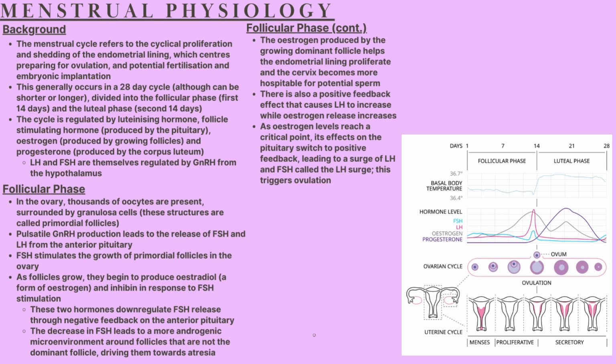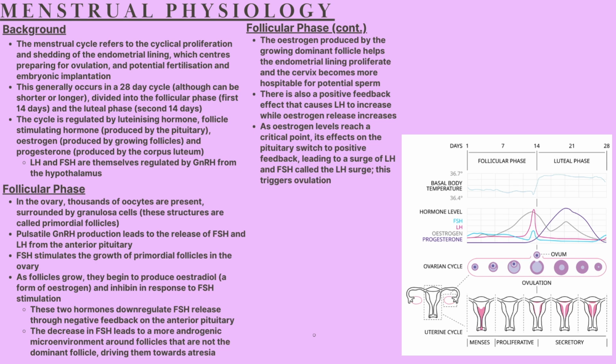So in the ovary, thousands of oocytes are present, surrounded by granulosa cells. These structures are called primordial follicles. Pulsatile GnRH production leads to the release of FSH and LH from the anterior pituitary. FSH stimulates the growth of primordial follicles in the ovary, and as these follicles grow, they begin to produce estradiol, a form of estrogen, and inhibin in response to FSH stimulation. These two hormones downregulate FSH release through negative feedback on the anterior pituitary.